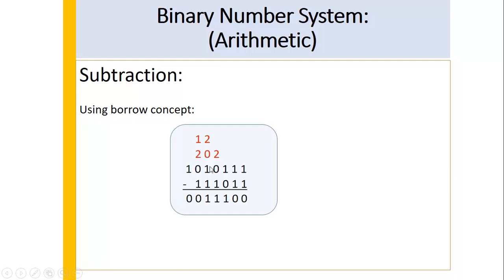Now these 2 ones minus 1, because this has already become 0, we get 1. Okay, so we get 1. Here we only have 1, so 1 minus 1 is 0, and here we have already shifted it as a carry to the right hand side, so it's left with 0, so we have 0. So subtracting 1 1 1 0 1 1 from 1 0 1 0 1 1 1, we get 0 0 1 1 1 0 0, right?